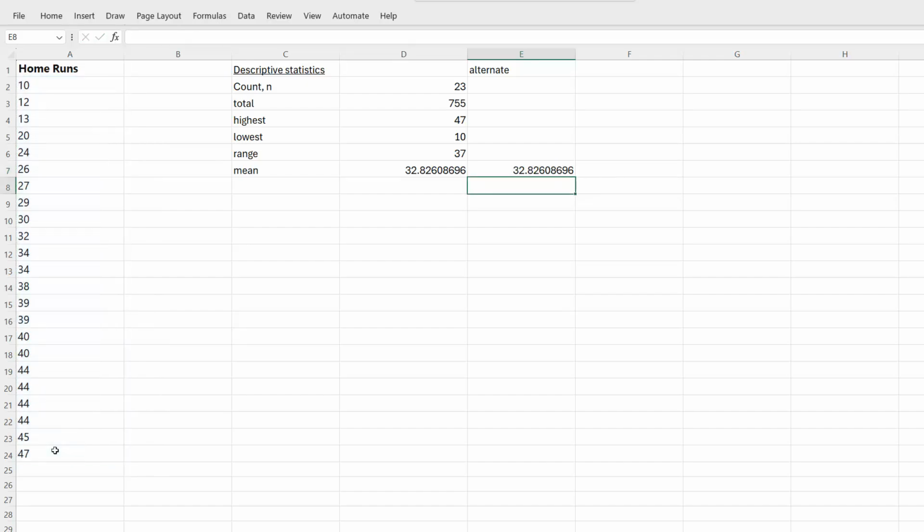And it does. So that's one measure of the middle. Another measure is the median.